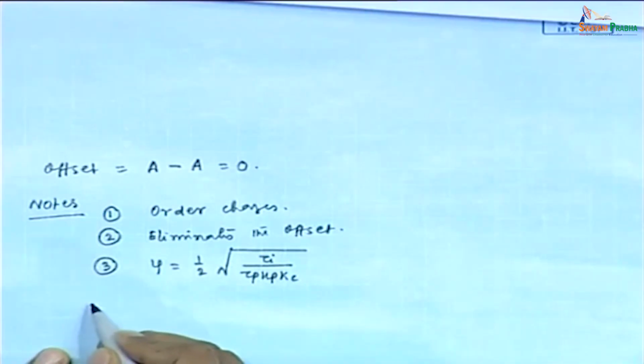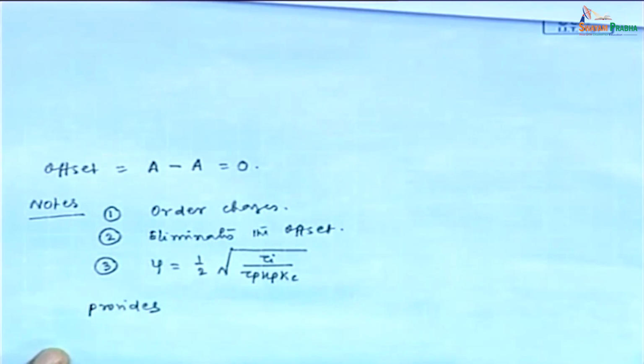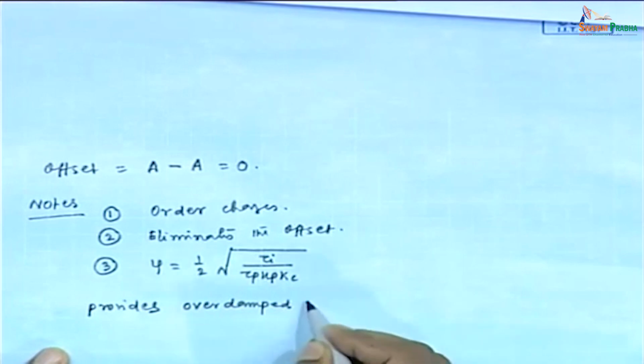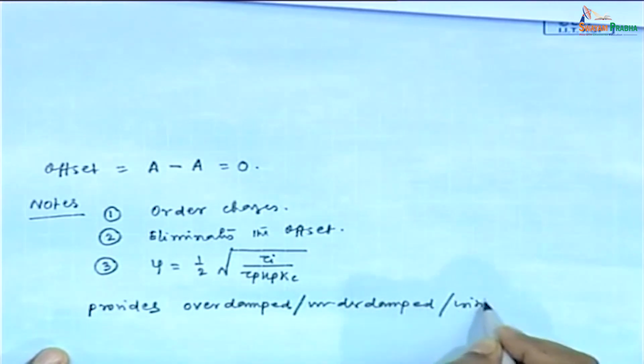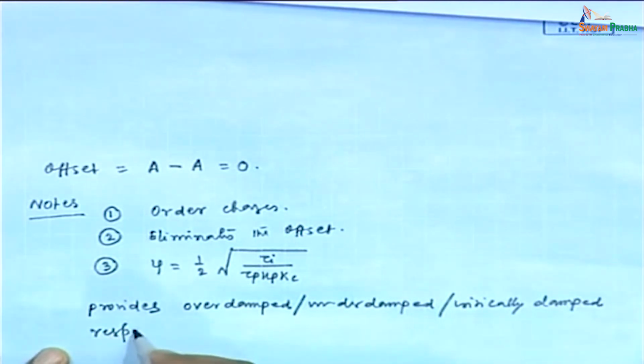Closed loop system provides overdamped or underdamped or critically damped response depending on the value of Kc and tau I. So, the selection of Kc and tau I is very important.